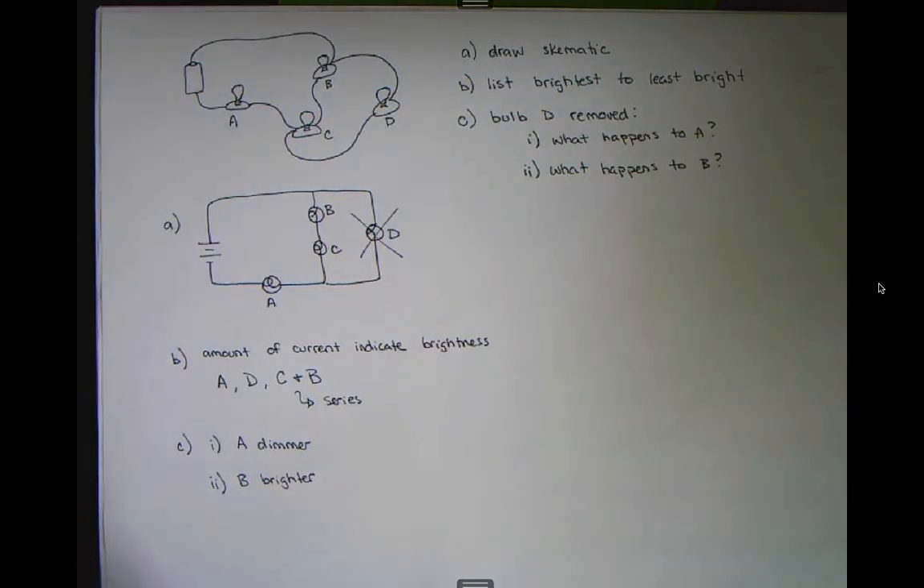So really good relationships, good things to know about circuits and what happens when certain light bulbs go out or there's a break in the circuit, what happens to the current, which is going to indicate what happens to the brightness of light bulbs.